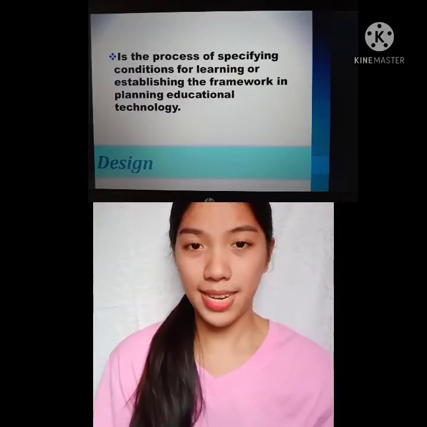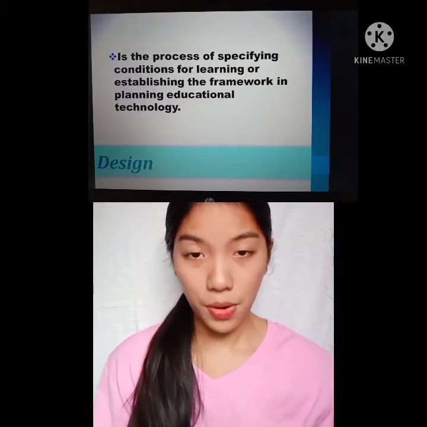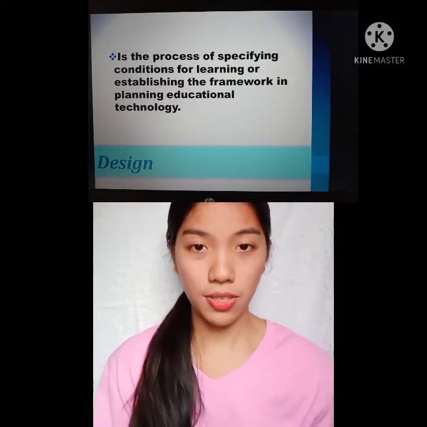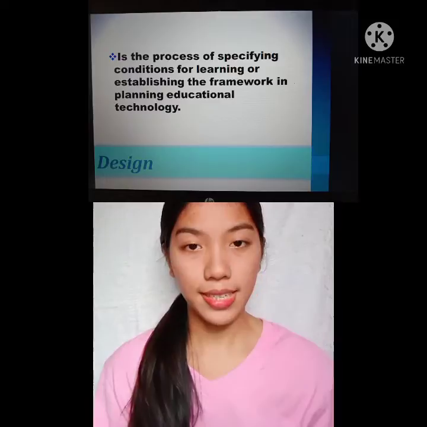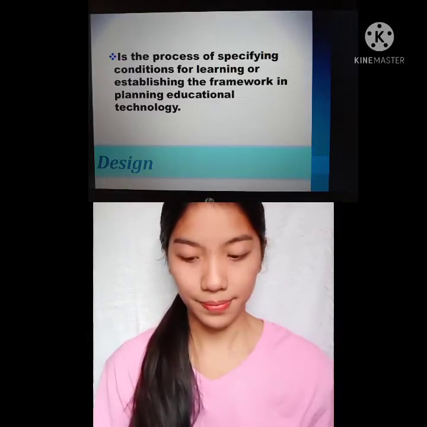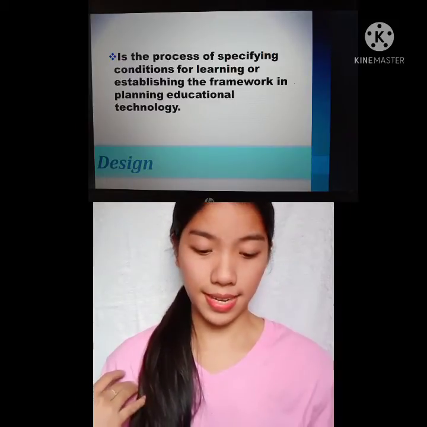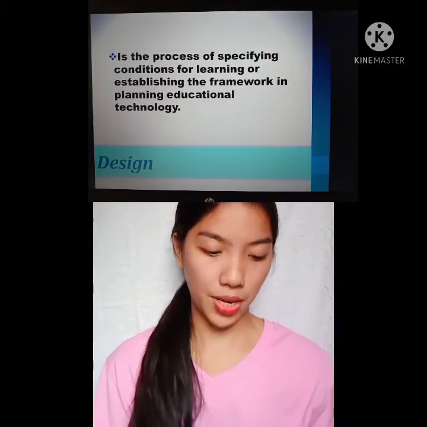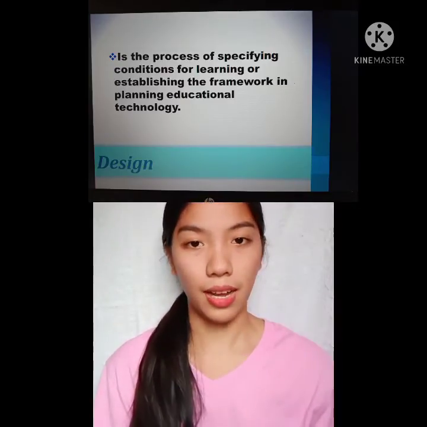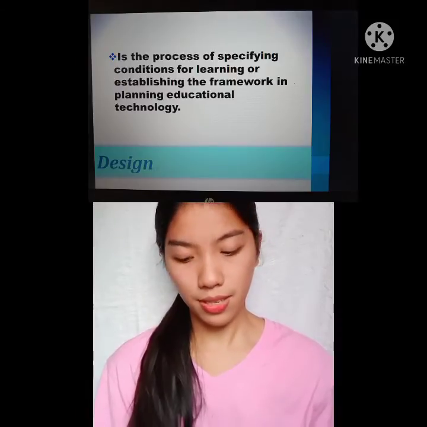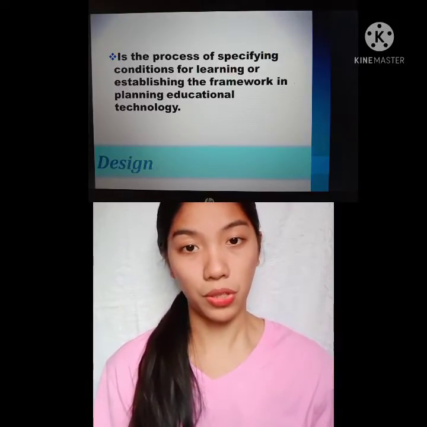The first domain is design. It is the process of specifying conditions for learning or establishing the framework in planning educational technology. The purpose of design is to create strategies and products at the macro level such as programs and curricula, and at the micro level such as lessons and modules.